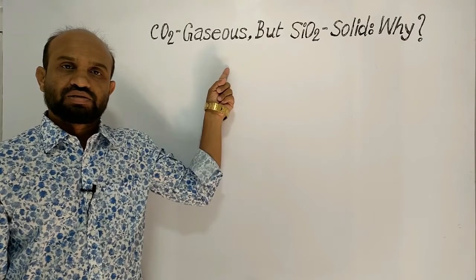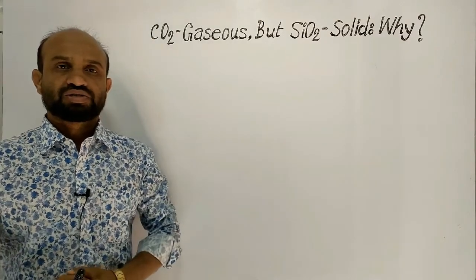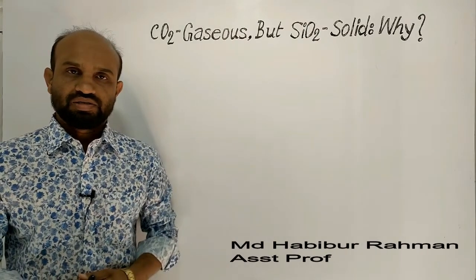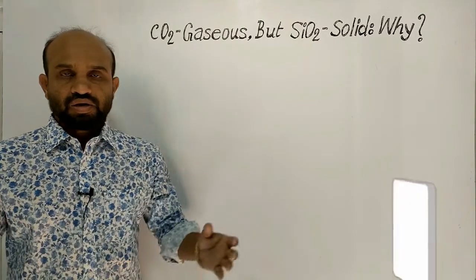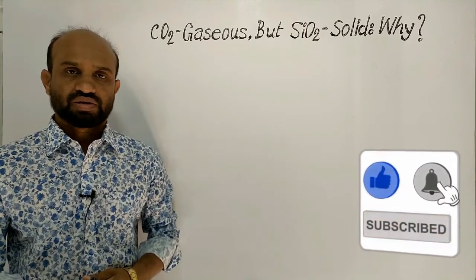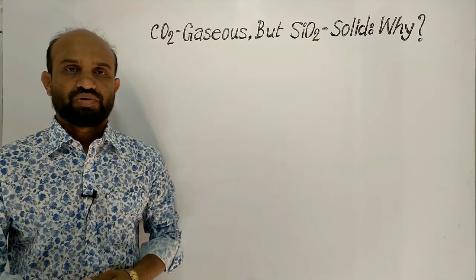Carbon dioxide is a gas, but silicon dioxide is a solid substance. Why? This is today's lesson. First of all, let's try to know the positions of the concerned elements in the periodic table.